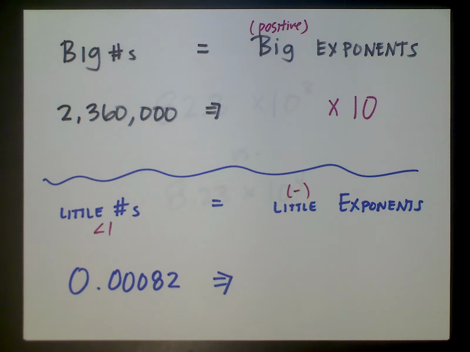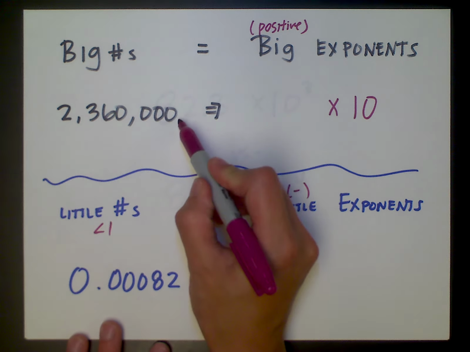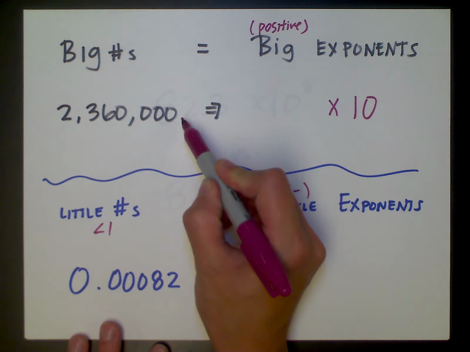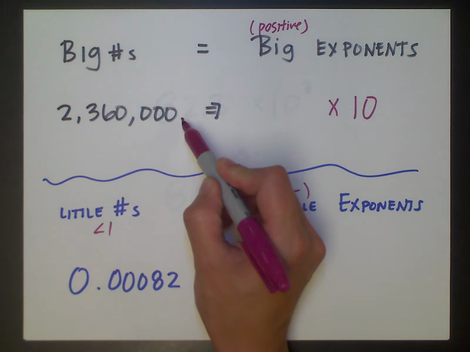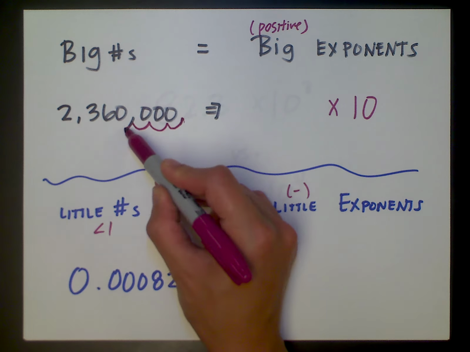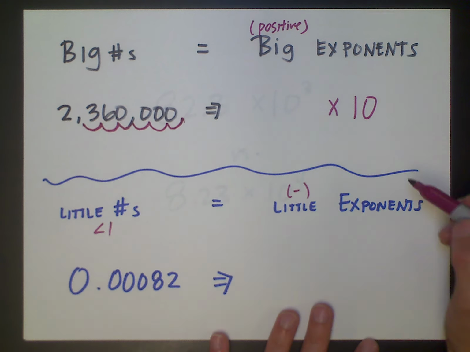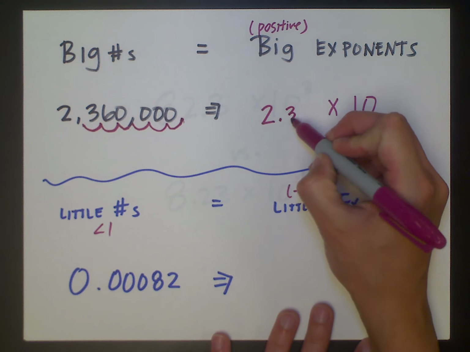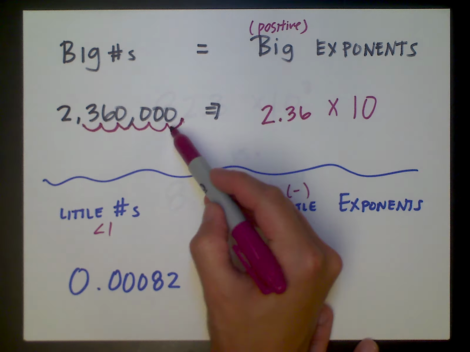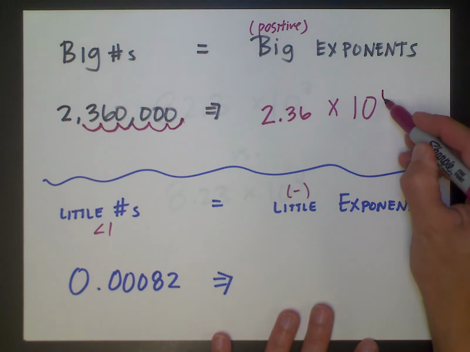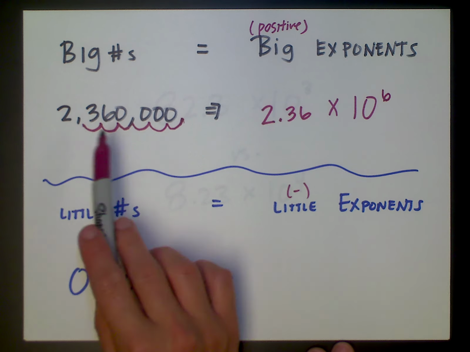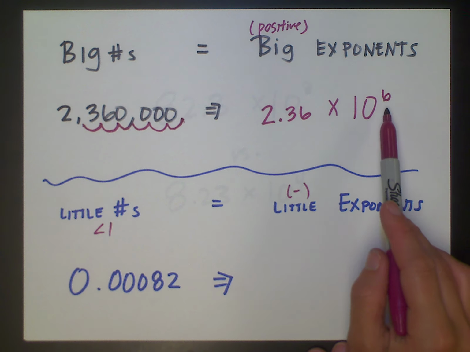To figure out the number that goes in front of that, you're going to take the decimal, which right here is hidden at the end, and move it so that there's only one number in front of it. So I'm moving it 1, 2, 3, 4, 5, 6 times. So I end up with 2.36 times 10 to the, since I moved it 6 times, that is a 6. Since this was a big number, it's a positive 6.